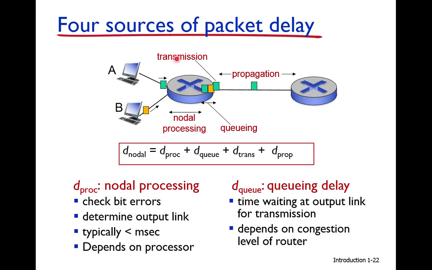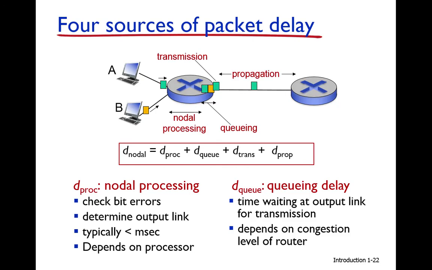The time it will wait for these three packets. When these three packets are transmitted, then its turn will arrive. Okay, so the time a packet waits in the queue until its transmission is called queuing delay. And it depends on the congestion level of the router. It depends on the queue length.